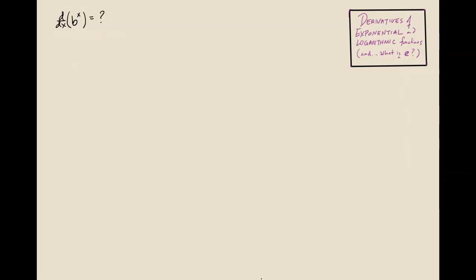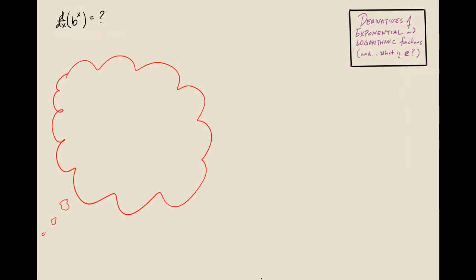One incorrect thought that sometimes occurs to people, I'll put it here in the red thought bubble of doom, which is where bad thinking occurs, is that the derivative of b to the x might be x times b to the x minus 1. Can't we just use the power rule? No, 1,000 times no, we cannot. That is totally inadmissible here.